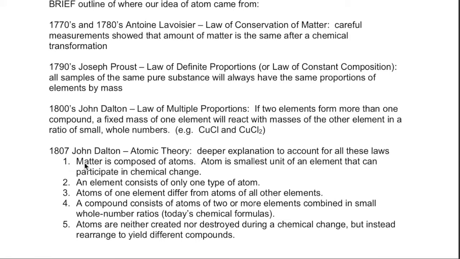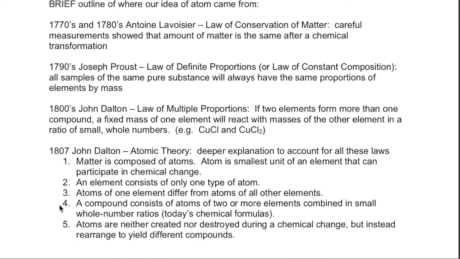So the theory is that you can cut matter down to smallest pieces that cannot be cut any further without changing what the substance actually is. So the atom is the smallest unit that an element can be and still be that element. That an element consists of only one type of atom. This has been slightly modified because we know we have different isotopes of the same element that we'll talk about more in this chapter. Atoms of one element are different from atoms of all the other elements. Now we know that that's based on the number of protons that that atom has. At the time, that was not known.